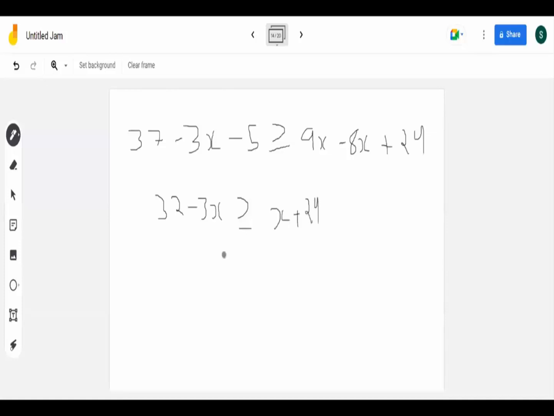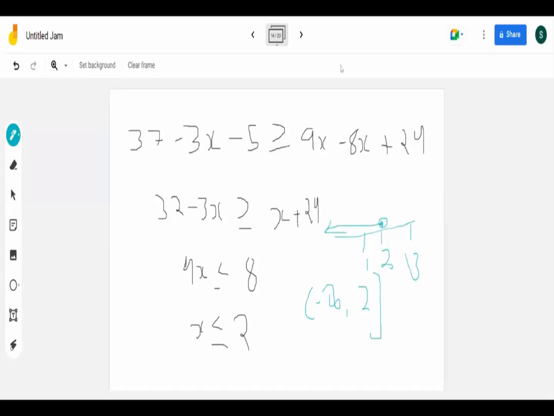You can add 3x on both the sides and then subtract 24 on both the sides. 4x is less than or equal to 8, which implies divide by 4 on both the sides to get x is less than or equal to 2. And if we get our x is less than or equal to 2, we can again say that our answer is minus infinite till 2, including 2. This is the number line for it. This is 2, this is 1, this is 3. We have to go including 2, less than 2 to minus infinite. So minus infinite to 2.